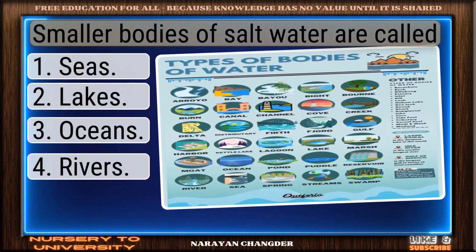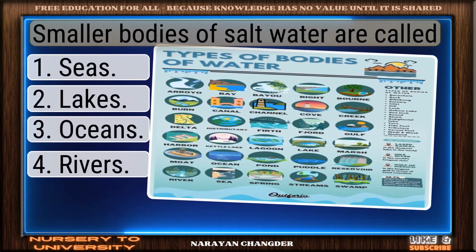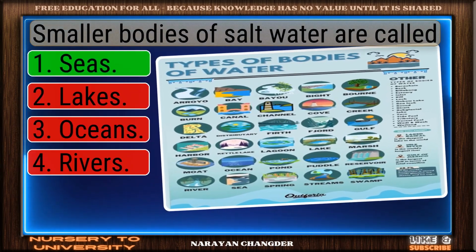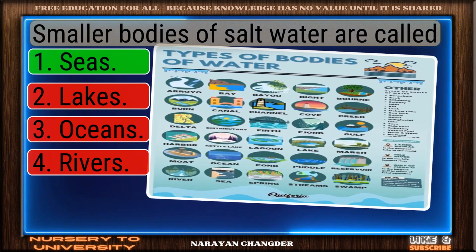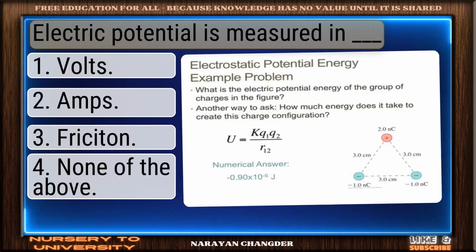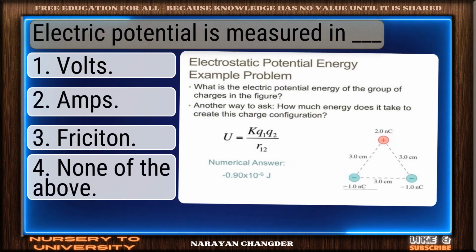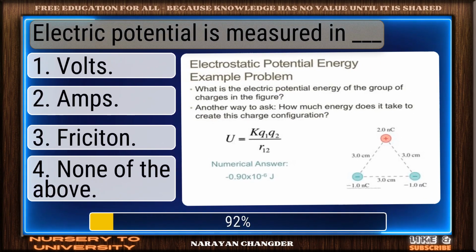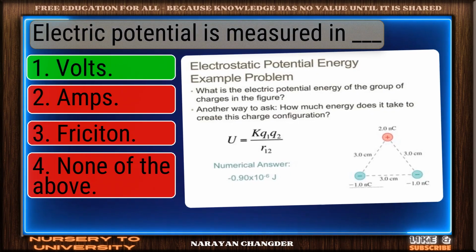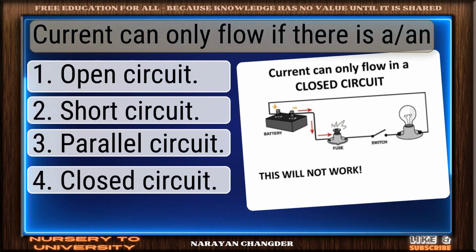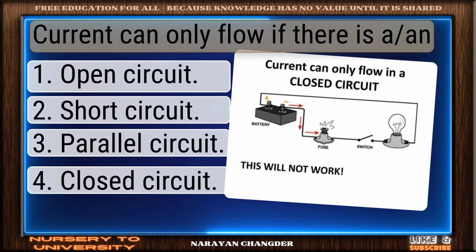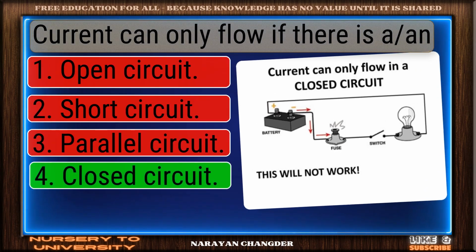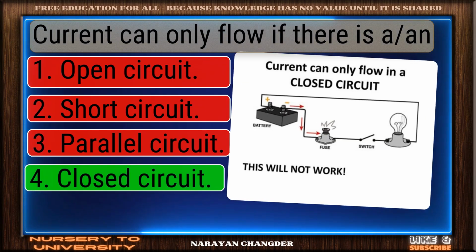Question number 159. Smaller bodies of salt water are called. You're right. Seas is the correct answer. Question number 160. Electric potential is measured in dash. On track. Volts is the correct answer. Question number 161. Current can only flow if there is an. Correct response. Closed circuit is the most accurate answer.